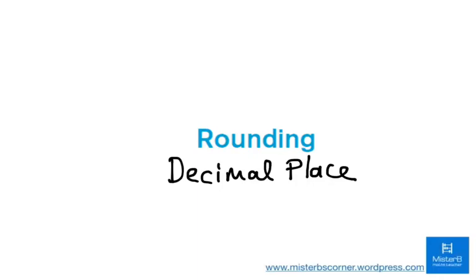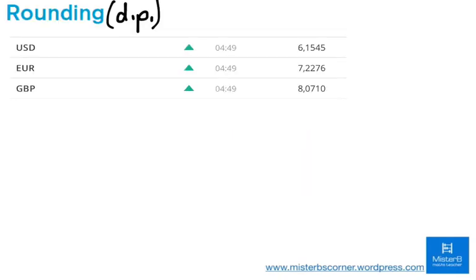In this video, we are going to talk about rounding to a given number of decimal places. These are the exchange rates of American dollars, euros, and pounds against TL. Whatever my currency is, I want these to be used precisely, because I want exact exchange rates for my money.